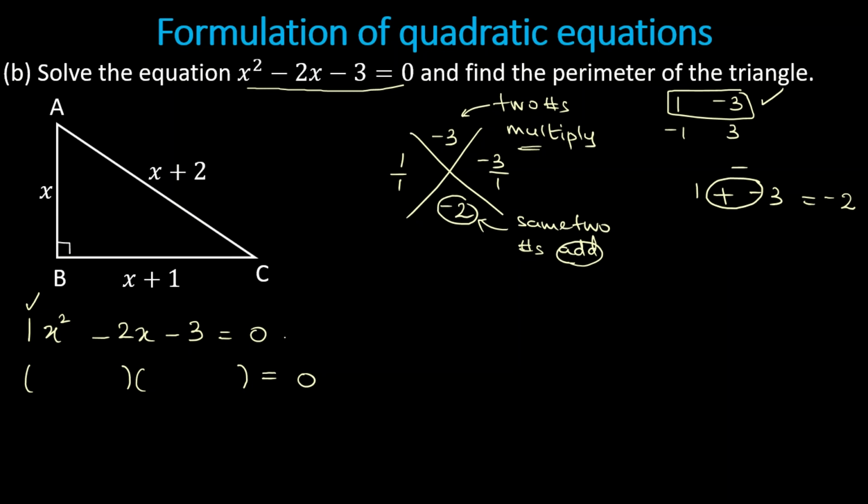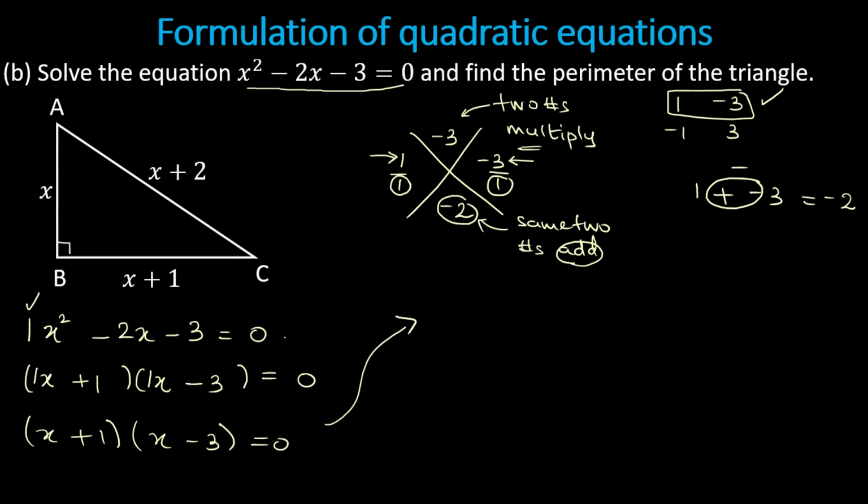Then we fill in the pairs of brackets. We start with the denominator. 1 becomes the coefficient of x in the first pair of brackets. The second denominator, 1 again, is the coefficient of x in the second pair of brackets. Then we insert the first numerator, positive 1, and the second numerator, negative 3, right? This is simply x plus 1 into x minus 3 equals 0.